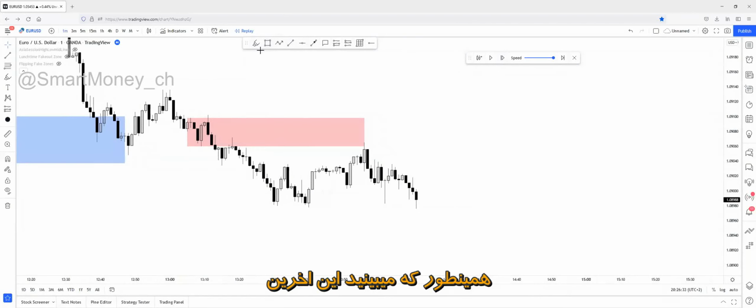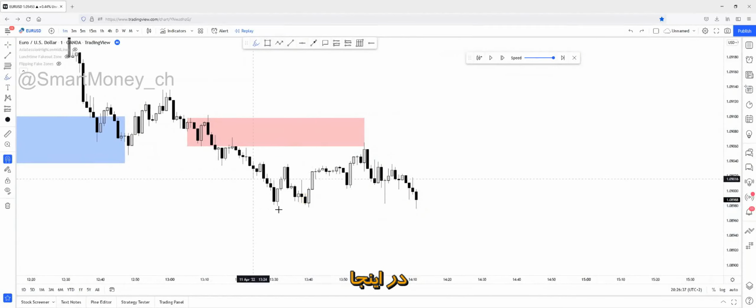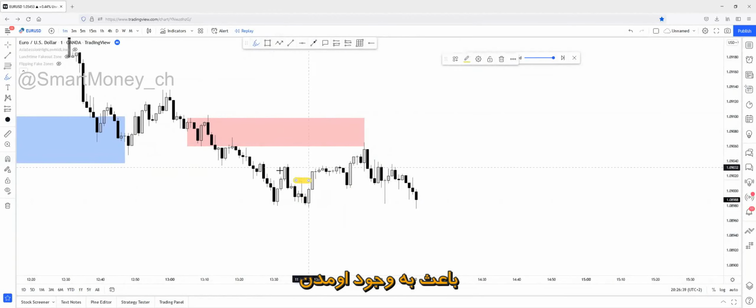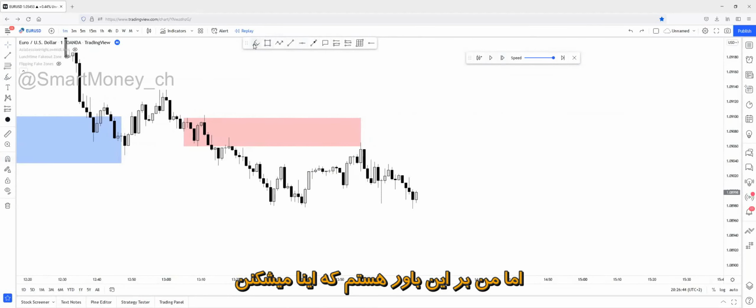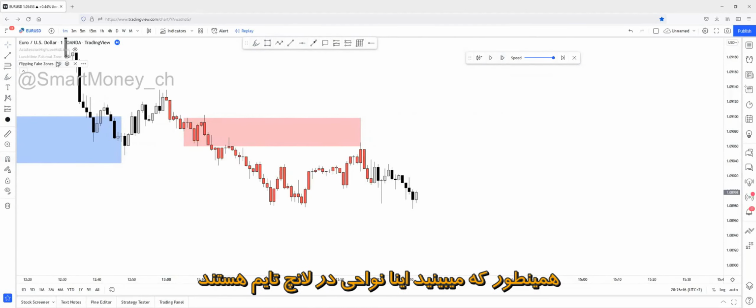As you can see, this is the last recent demand zone below the liquidity. This was the last recent demand zone right here, which has caused a break of structure and change of character right here. But I believe this will be broken because these are lunchtime areas, as you can see. So all of these are lunchtime areas.